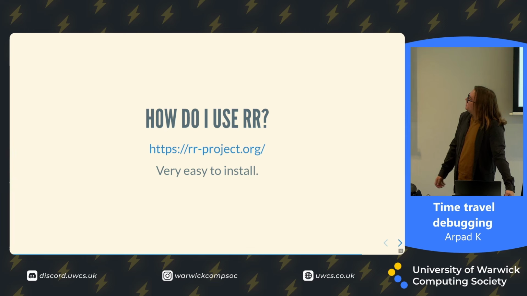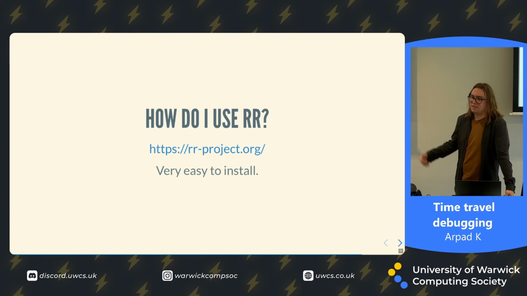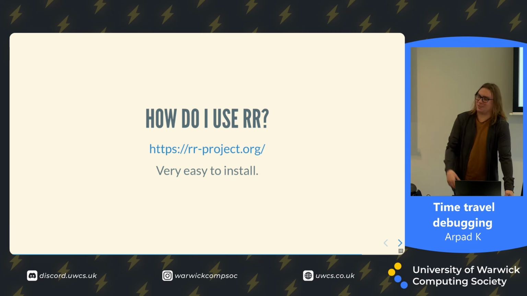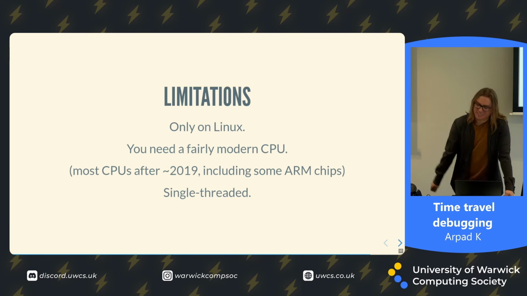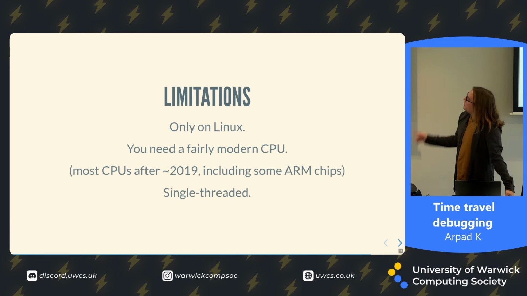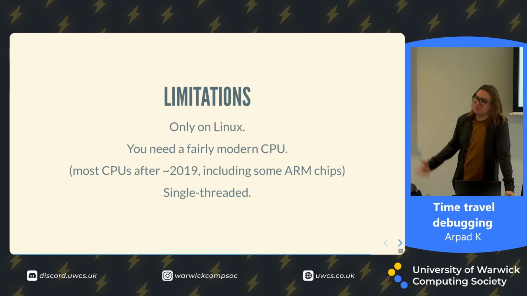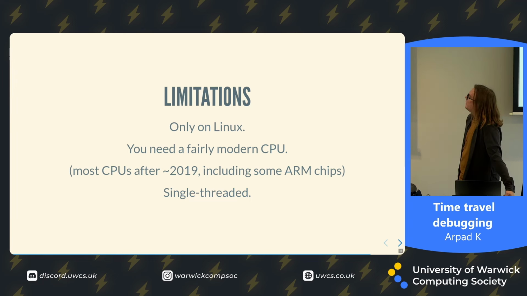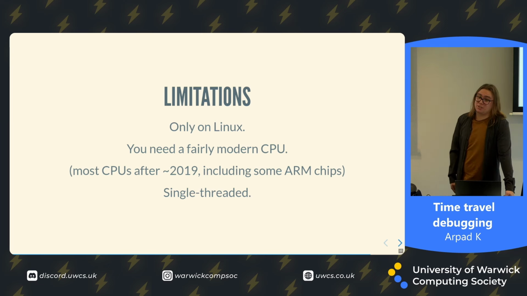How do you use RR? You go to this website, and it's like 2 commands to set it up. And then to use it, you just put rr record before your executable. So that's nice. Only on Linux, though. So, you know, that's a limitation if you don't have Linux, but you probably have WSL. So that's fine. You need a fairly modern CPU. Sorry, ask Intel and AMD. But if you have a fairly recent computer, you're fine. And actually, some ARM chips run it as well, like Apple M1 and further, Neoverse chips and further.